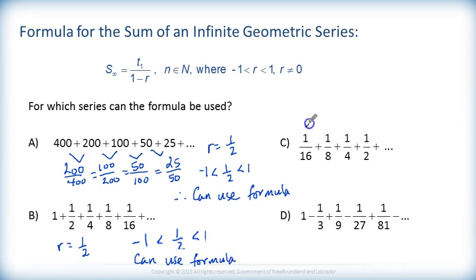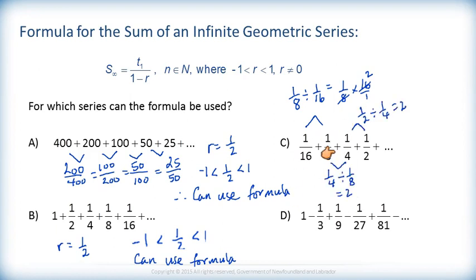For the next one, let's see what happens here. 1/8 divided by 1/16. That's equal to 1/8 times 16 over 1. 8 goes into 16 twice. Oh, that means the ratio would be 2. So even if the other ones work out to be 2, we still can't use the formula.